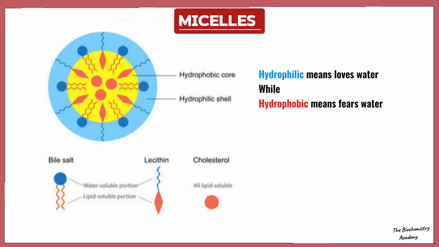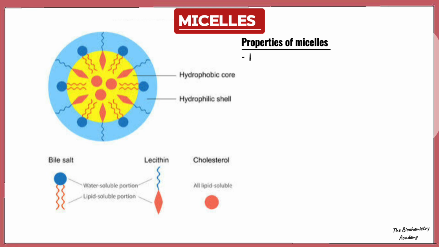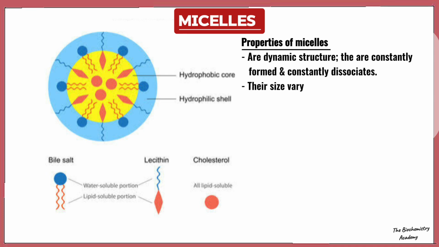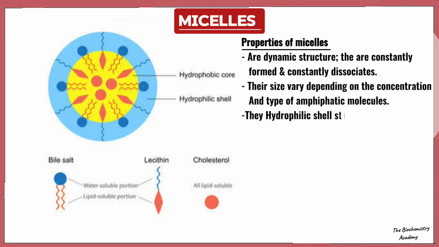Now, let's talk about the properties of micelles. Micelles are a dynamic structure. The structures constantly form and they are constantly also dissociating. That is what makes them a dynamic structure. Another property of the micelles is that their size can vary depending on the concentration and the type of the amphipathic molecules. Now, the hydrophilic shell stabilizes the micelles and keeps them dispersed in the solution.